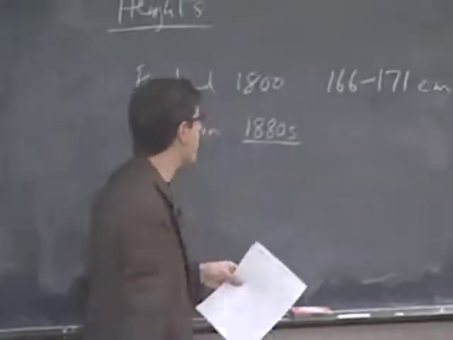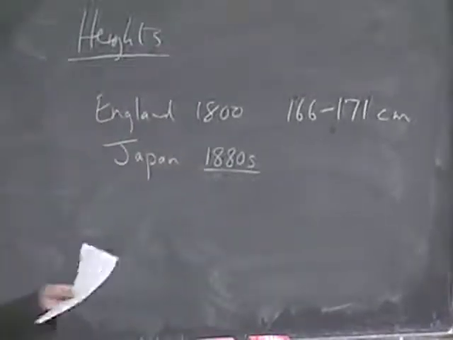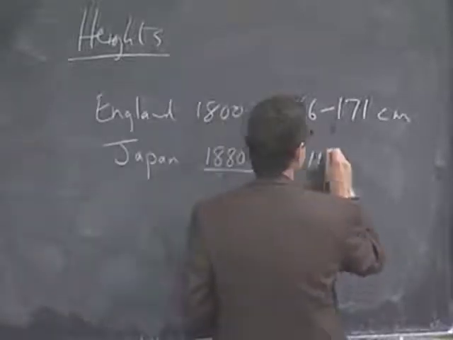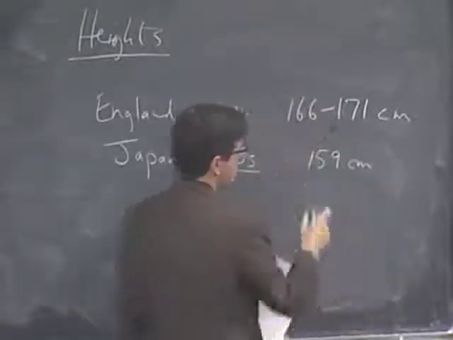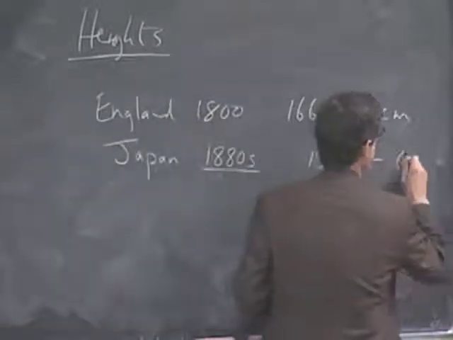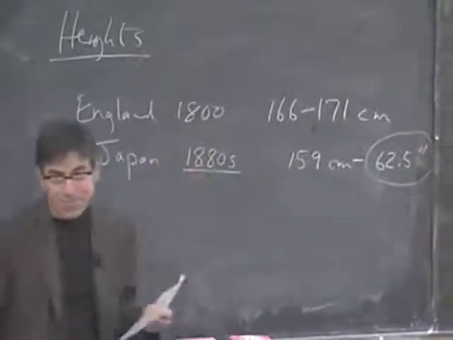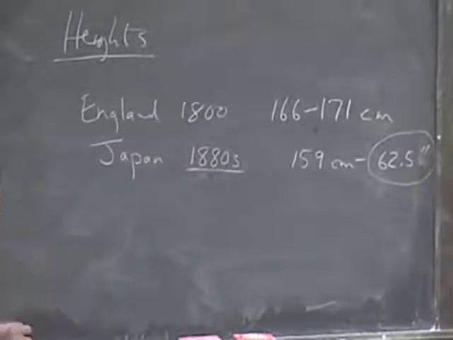And this is for soldiers who were recruited into the Japanese army in this period. The average height of these soldiers is only 159 centimeters. In terms of inches, that's 62 and a half inches. So the average Japanese male at this stage is about 8 inches shorter than the average American male now. And that's one of the shortest measurements we get of heights in the world, at any time, for any group.